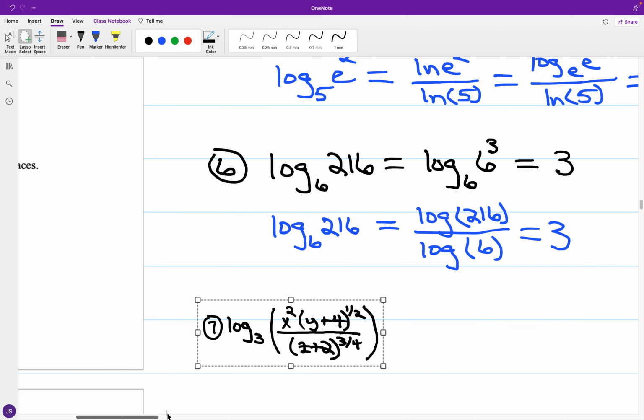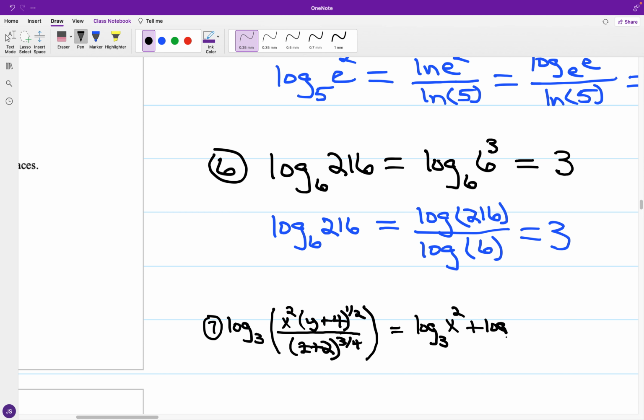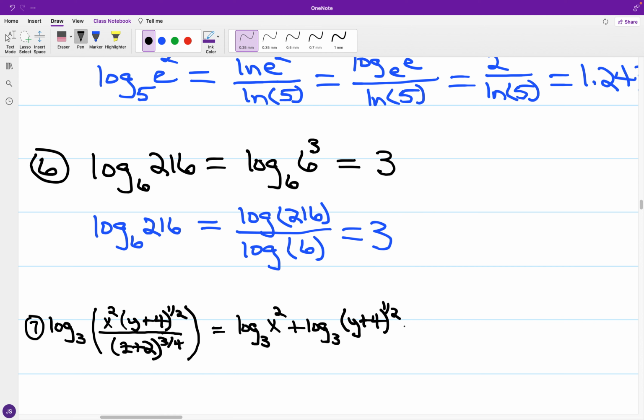Okay, so we have a set of base 3 logarithmic terms. So you have x squared at the top. So you have base 3 logarithm of x squared plus the base 3 logarithm of the quantity of y plus 4 to the 1/2. And then we'll have minus the base 3 logarithm of the quantity of z plus 2 to the 3/4.